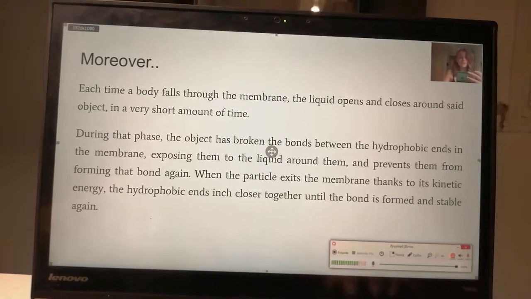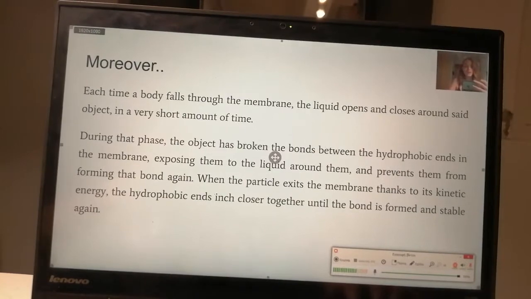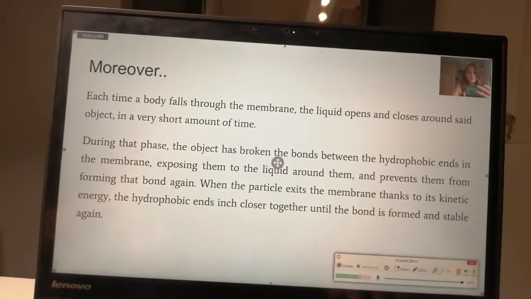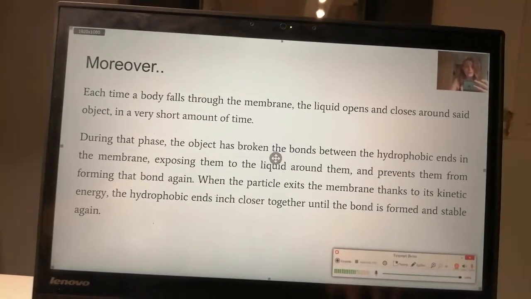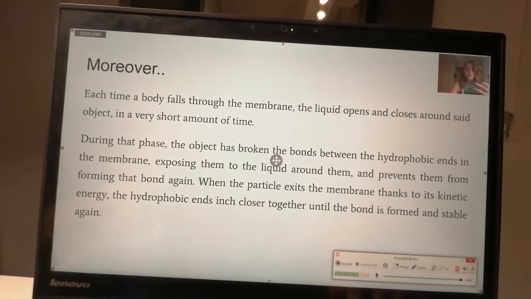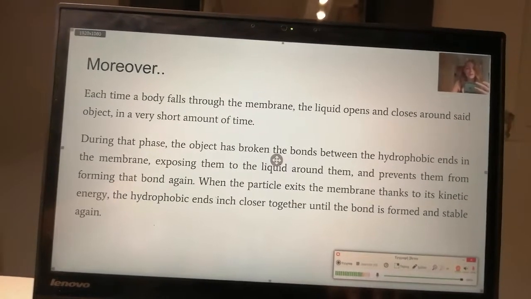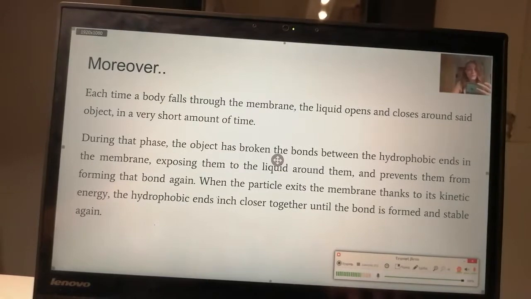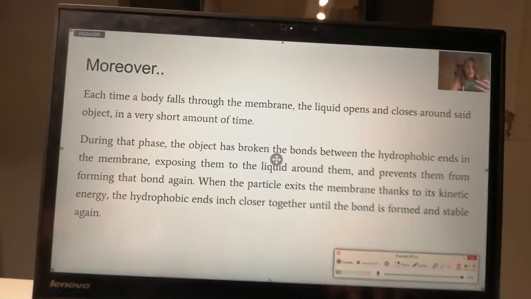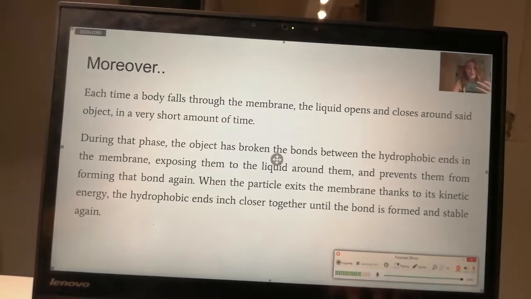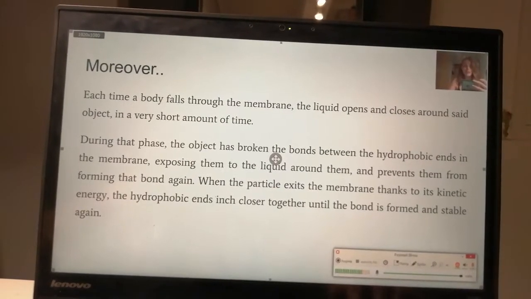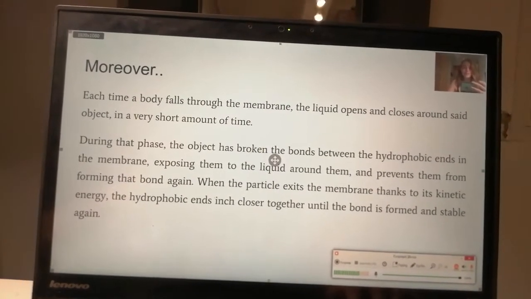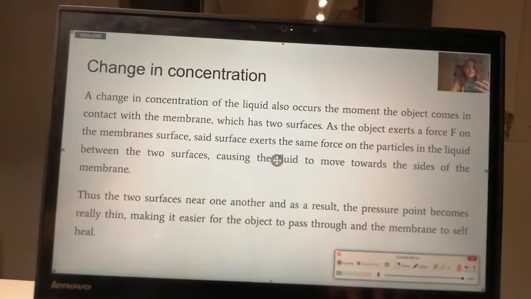Each time a body falls through the membrane, the liquid opens and closes around said object in a very short amount of time. During that phase, the object has broken the bonds between the hydrophobic ends in the membrane, exposing them to the liquid around them, and prevents them from forming that bond again. When the particle exits the membrane, thanks to its kinetic energy, the hydrophobic ends inch closer together until the bond is formed and stable again.